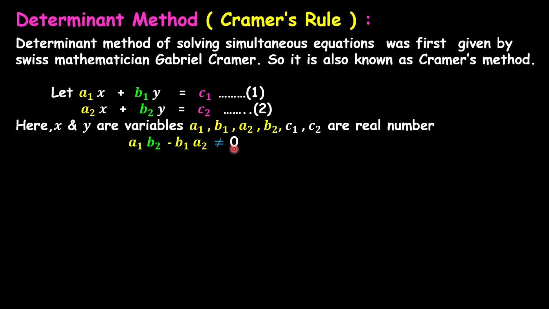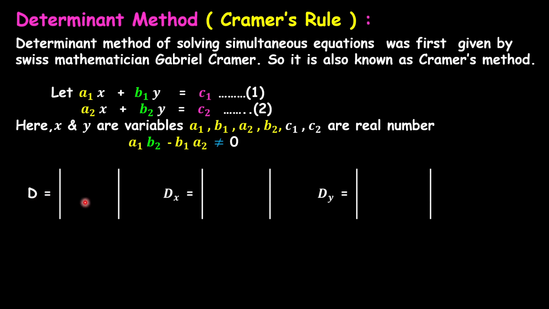This condition is given because if this product is equal to 0, then these two equations have no solution or many solutions. That means the graphs of these two lines are parallel to each other or they coincide. Therefore, this condition is very important to solve the simultaneous equations by Cramer's rule.